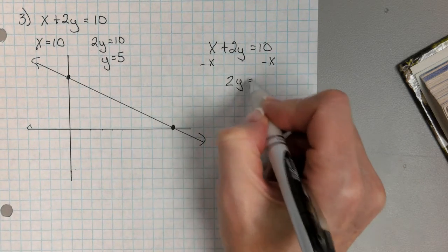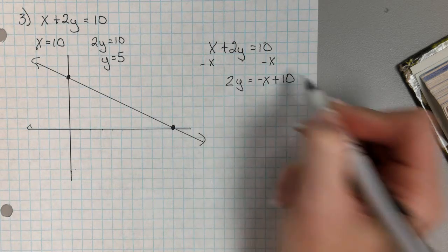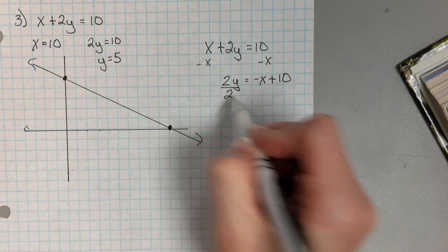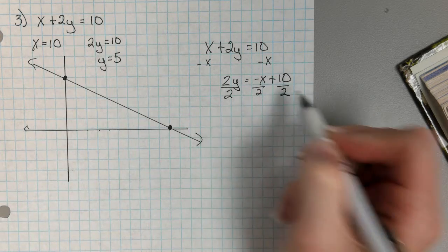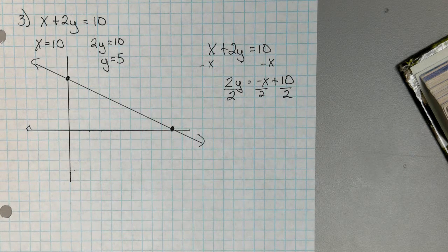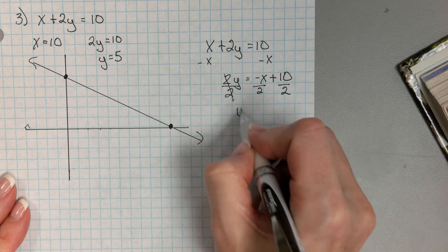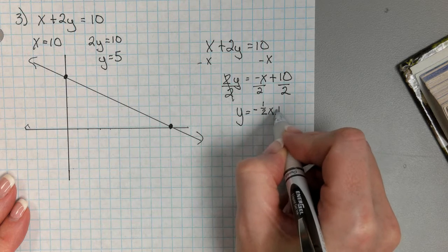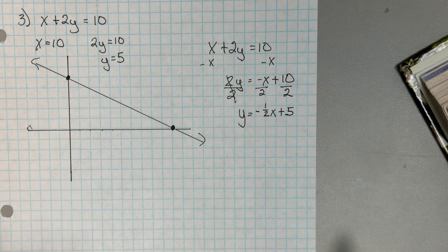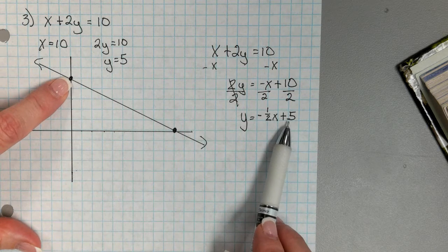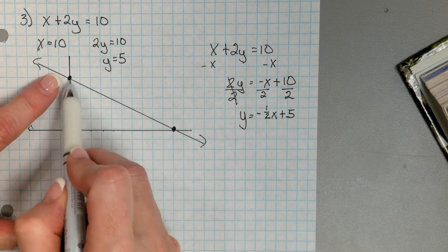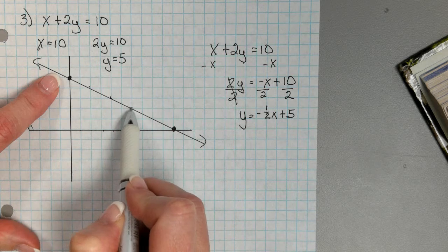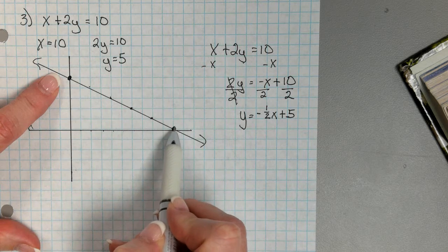And I would have had 2y equals negative x plus 10. Still don't have the variable isolated, so I would have divided by 2. And everything gets divided by 2 because we've got to keep that equation balanced. And I would have ended up with y equals negative 1/2 x plus 5, which is this line. 5 was my y-intercept, and I've got a negative 1/2 slope. If I went down 1 over 2, down 1 over 2, down 1 over 2, and so on.